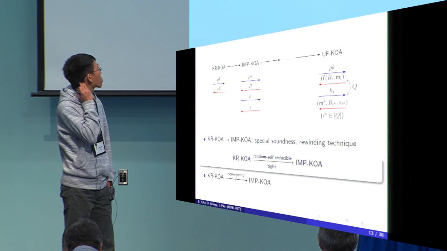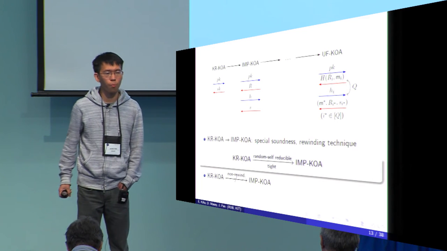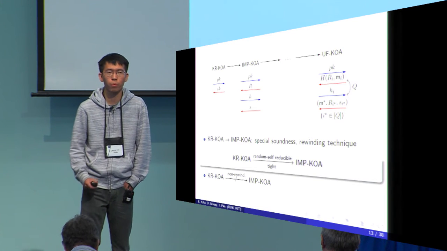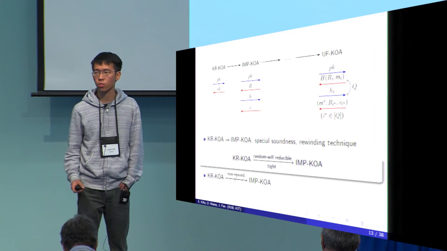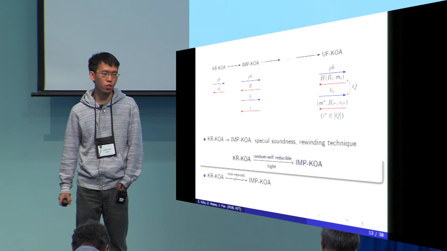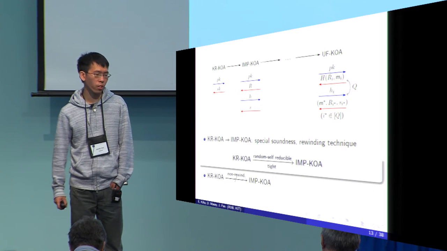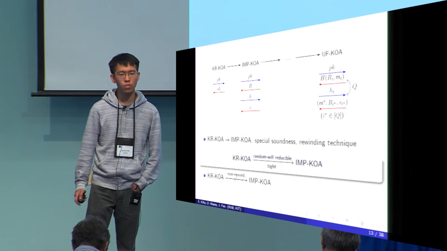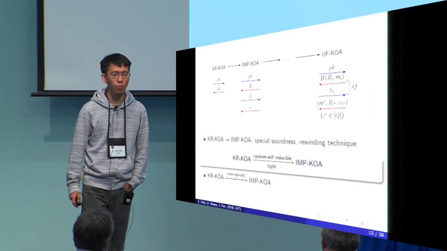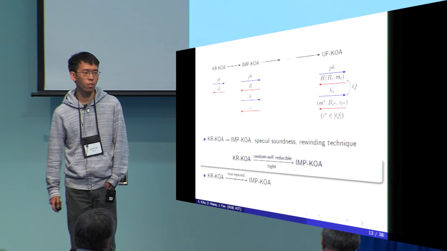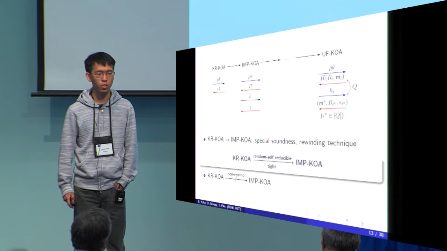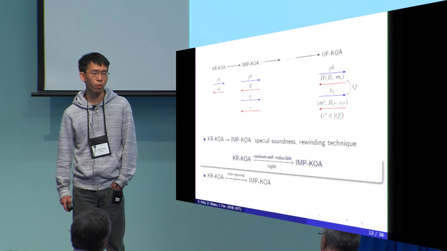So the first step, we just convert the key recovery attack to the impersonation attack. So the impersonation attack is just a standard impersonation attack. Okay. So for this proof, we require the special soundness for the identification scheme, and we also need a rewinding technique. In particular, if the identification scheme has the random self-reducibility, then this reduction is tight. Okay. And we also give a meta-reduction to show that if you don't use the rewinding technique, there is no security reduction from KRKOA to IMKOA.